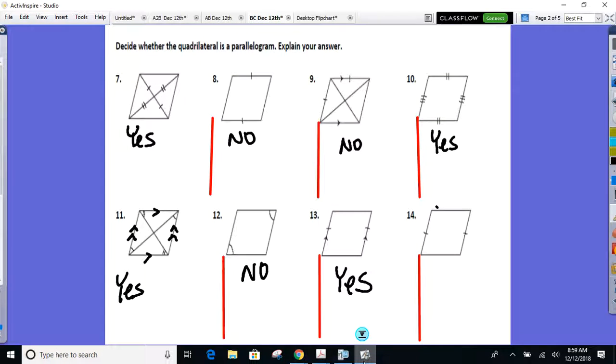14, what do we have? No, only one pair, right? All right, everyone good on identifying it? We're all good?